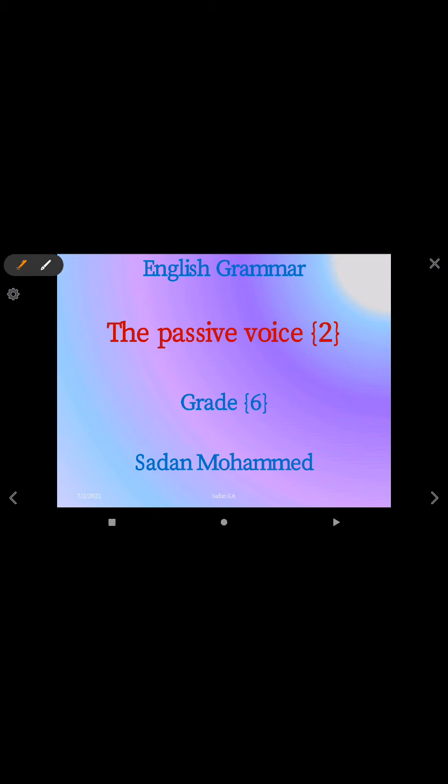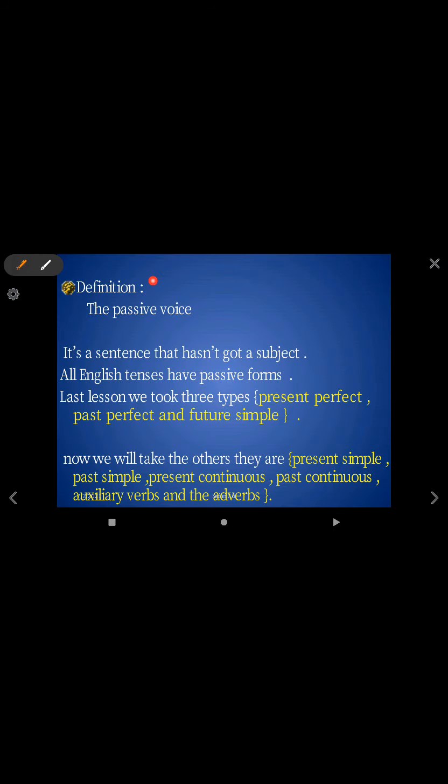The passive voice. Last time we took the first part of the passive voice. This is the second part. Its definition: it's a sentence that hasn't got a subject. All English tenses have passive forms. Last lesson we took three types: present perfect, past perfect, and future simple. Now we'll take the others. They are present simple, past simple, present continuous, past continuous, auxiliary verbs, and the adverbs.